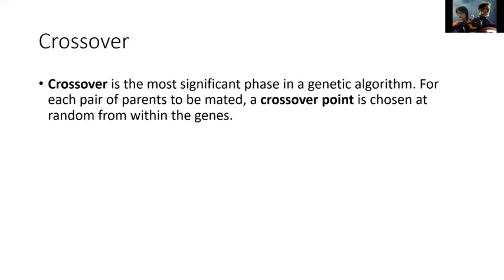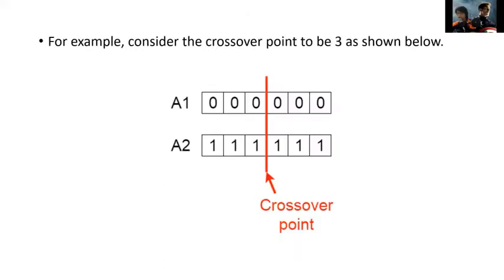And so I'm going to present mainly on crossover. Crossover is the most significant phase in a genetic algorithm. For each pair of parents to be mated, a crossover point is chosen at random from within the genes. What does it mean? I'm going to show you an example.